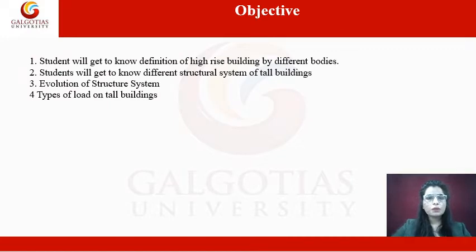So what are the objectives of this lecture? First, the student will get to know the definition of high-rise building according to different bodies. Second, the student will get to know the different structural systems of tall buildings, evolution of structure system and the types of load on tall building. So these are the objectives.